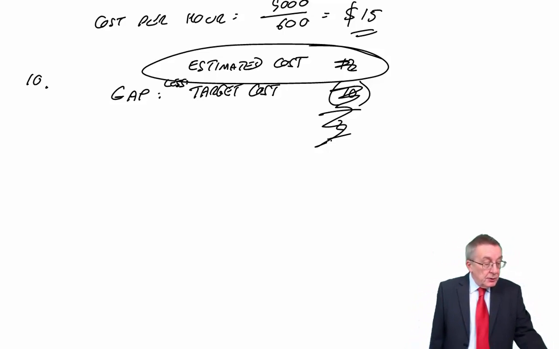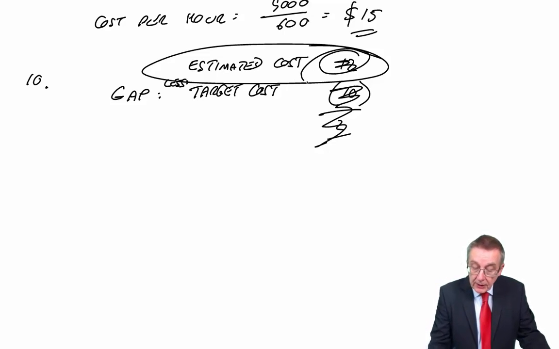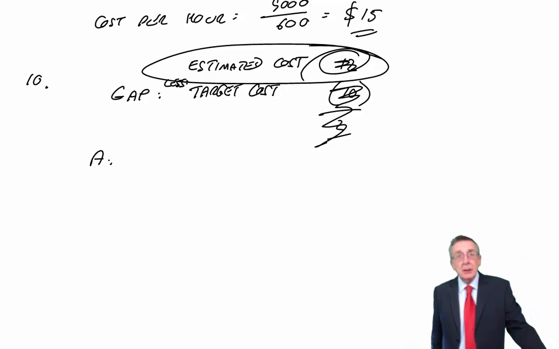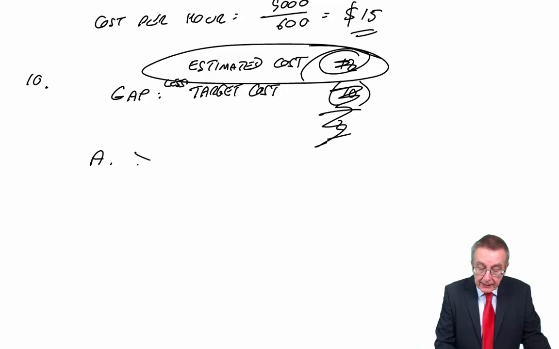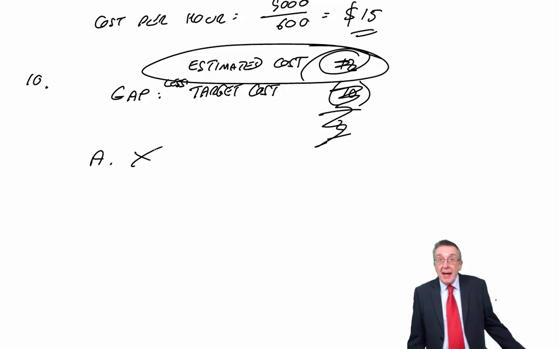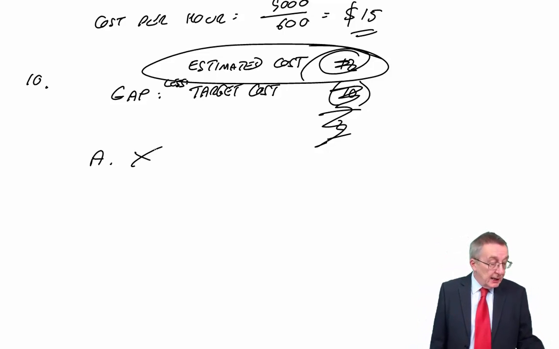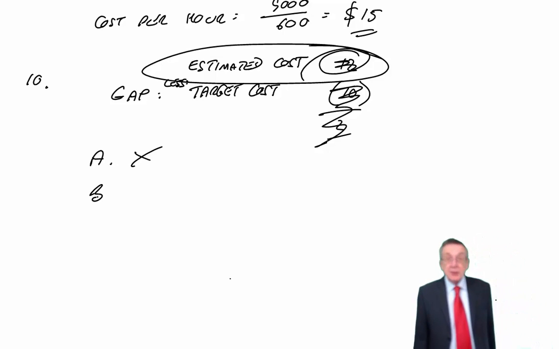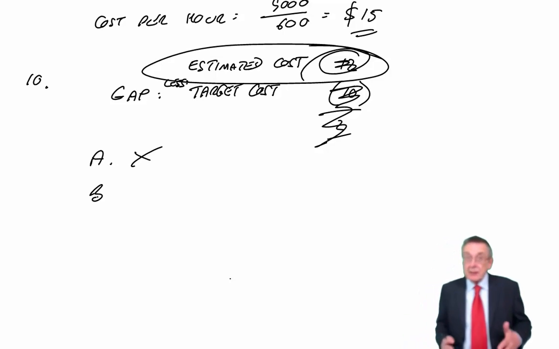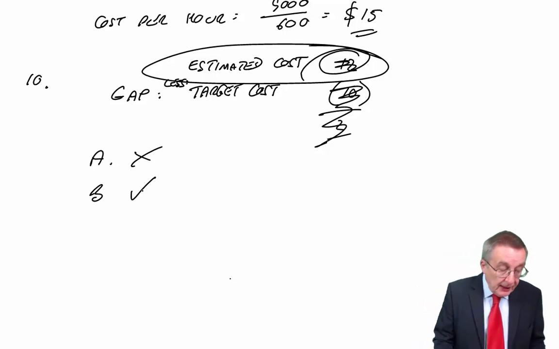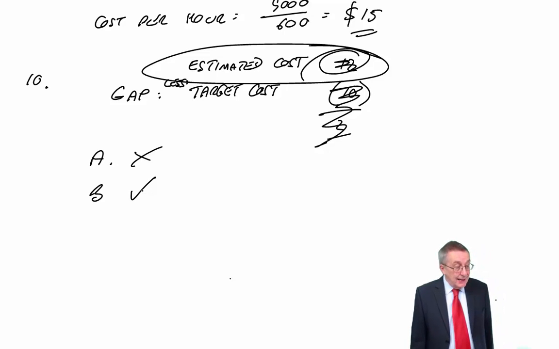Which of the following may be used to close the target? How can we get that estimated cost lower? A, use overtime to complete the work ahead of schedule. No, because using overtime, surely, is only going to put the price up, because we're going to have to pay extra for overtime. It certainly won't get the cost down. B, substitute current raw materials with cheaper versions. Yes. If we can buy the raw materials more cheaply, there's a way we could bring the cost down. So I think B's right, but let's check the others.